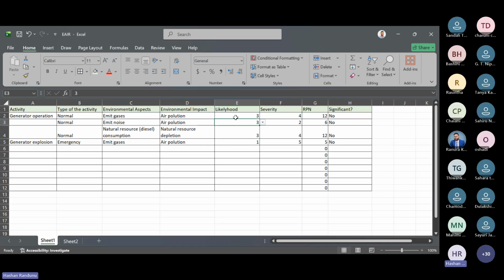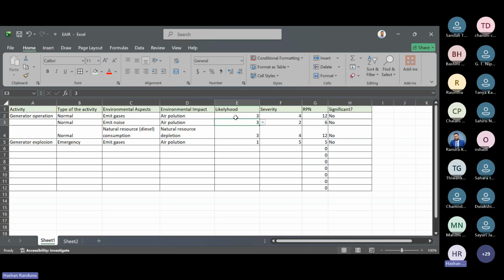Then if you consider controls, if there aren't any proper controls to control that environmental aspect for the operation, then you can rate that as 5, because if there aren't any controls, the risk is high, right? So you should give a higher score for no controls. Then if there are controls, but the controls are not very effective, then you can rate that as 3. If there are controls and the controls are very effective, then you can rate that as 1.